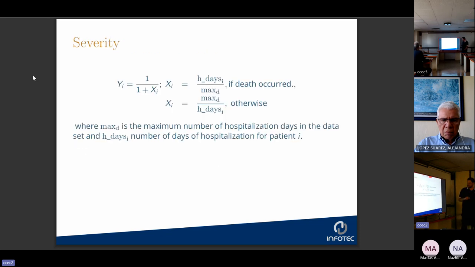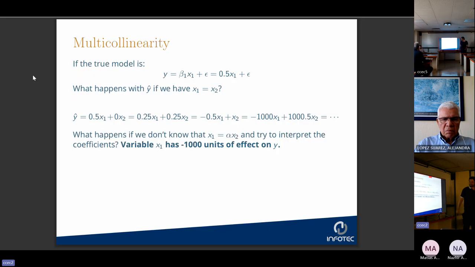So this is severity. It's like a 0 to 1 variable, where one is the disease and zero is the recovery, but it's weighted. If the patient dies in very little time, it's almost close to one. If the patient recovers also in very little time, it is almost close to zero. With this variable, we give weights to each record in order to be able to predict the more severe cases.